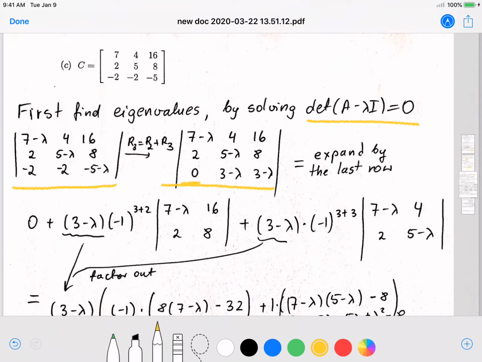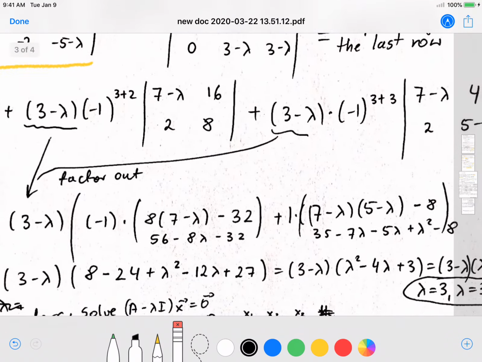So I would have 0 times cofactor, then we have -3 times the -1 to the position of third row, second column, times the determinant by deleting the third row and second column, so whatever is left. And then we have plus 3 minus lambda, -1 to the power position is 3, third row and third column, and then whatever is left, that's my determinant.